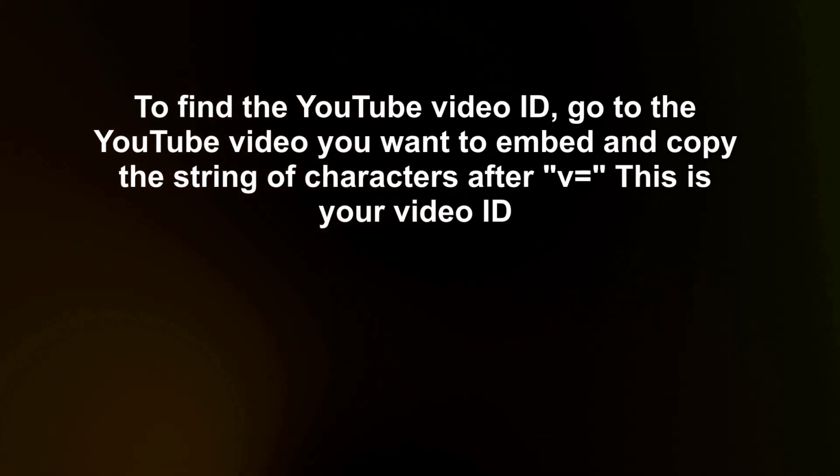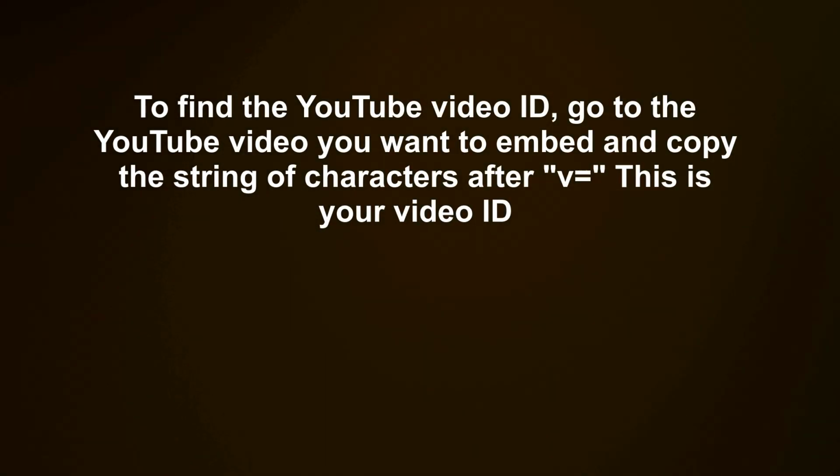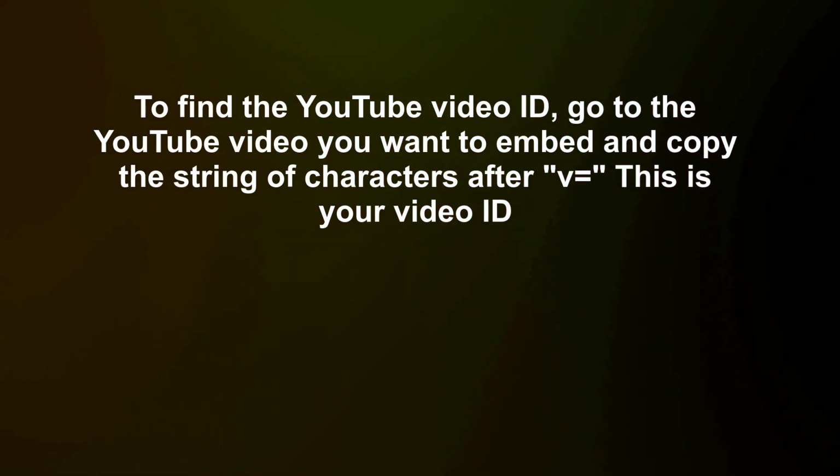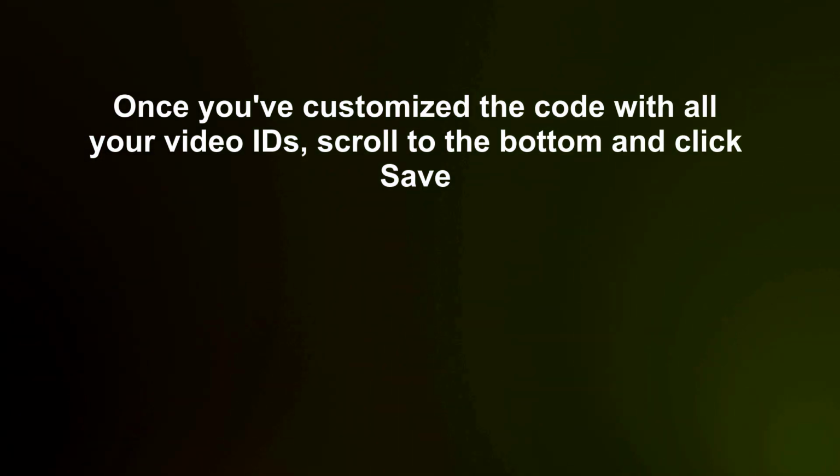To find the YouTube video ID, go to the YouTube video you want to embed and copy the string of characters after v equals. This is your video ID. Once you've customized the code with all your video IDs, scroll to the bottom and click Save.